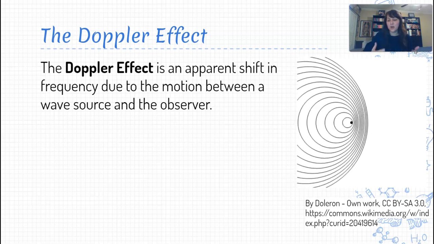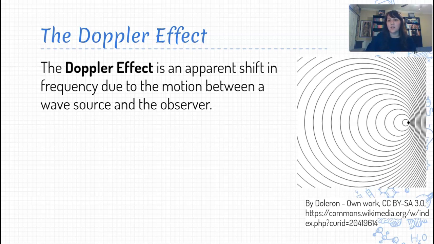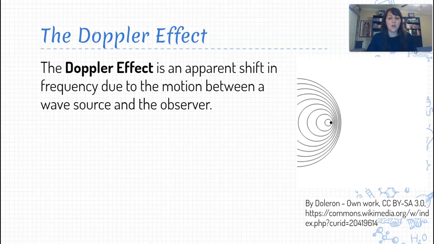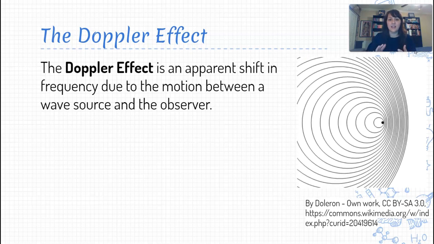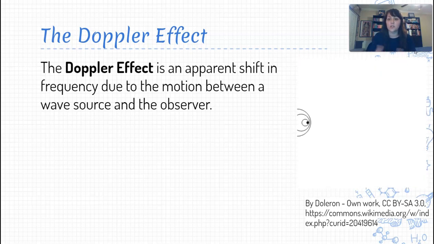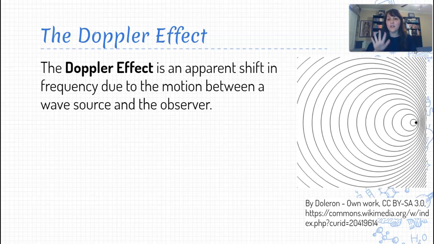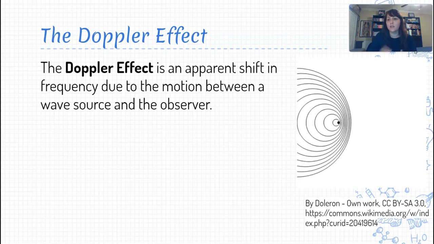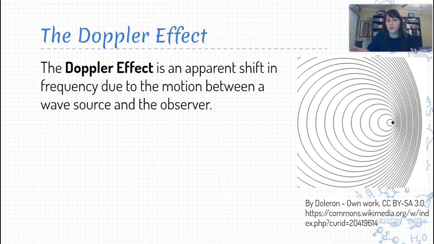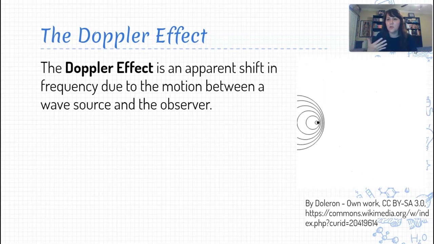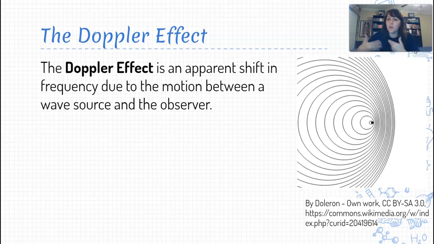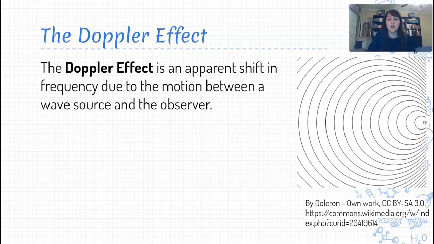So if we're continuing on with the example of the car horn, the car represents the source object that is producing this sound. Now, if you're inside the car and you're hitting the horn, it sounds the same to you no matter where you are or how fast you're going, because you're not moving relative to the car, you're moving with the car, so there's no change there.